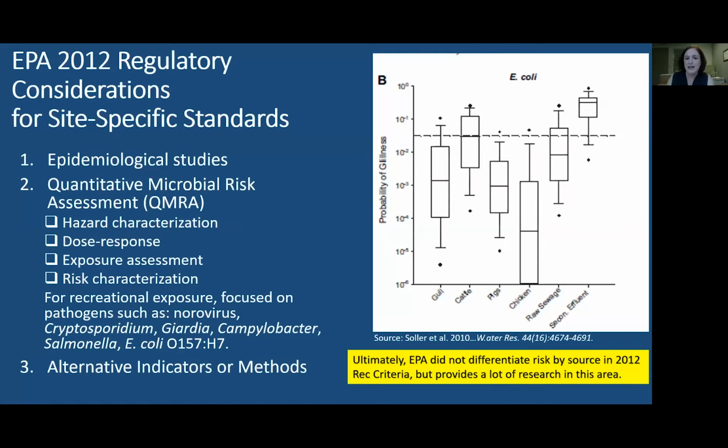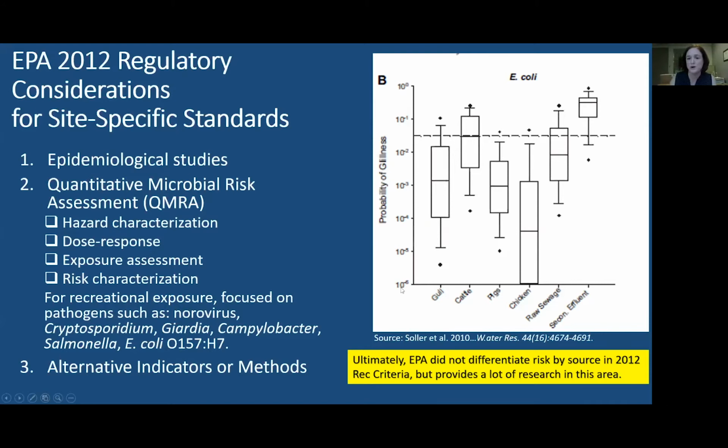And I'm not going to get into these today because this would be a discussion all to itself, but I did want to mention that QMRA is focused on recreational exposure and looks at a couple of key pathogens, which are norovirus, Cryptosporidium, Giardia, Campylobacter, Salmonella, and E. coli O157:H7. And so again, this is the differentiation between fecal indicator bacteria and pathogens, and you do need pathogen data to do QMRA.